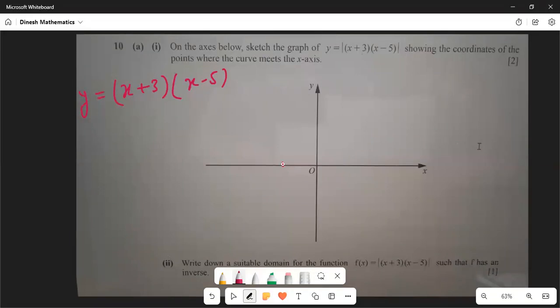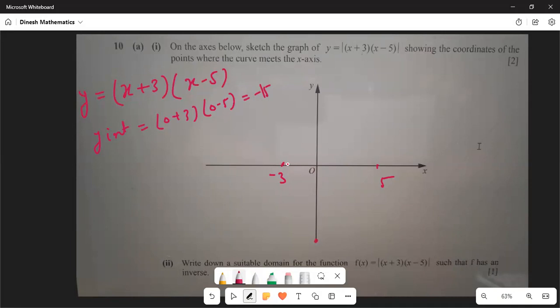So let's say this is -3, and approximately here it is +5. And to find the y-intercept, you put x equal to 0. So the y-intercept, if you put x equal to 0, it should be (0 + 3)(0 - 5), so 3 times -5, -15. All right, so y-intercept -15 means our graph is going through -15. Let's say this is -15 somewhere here.